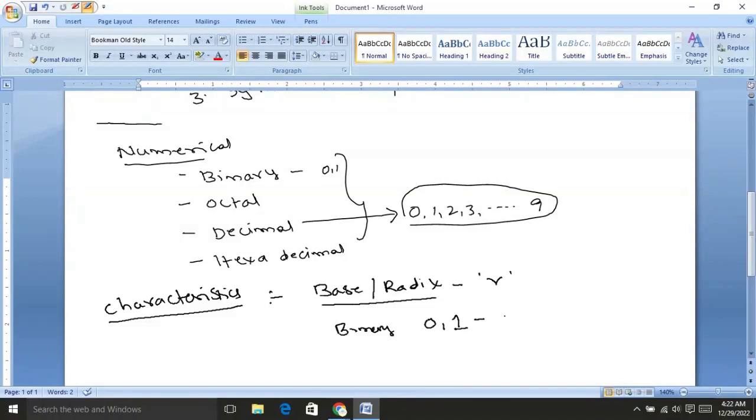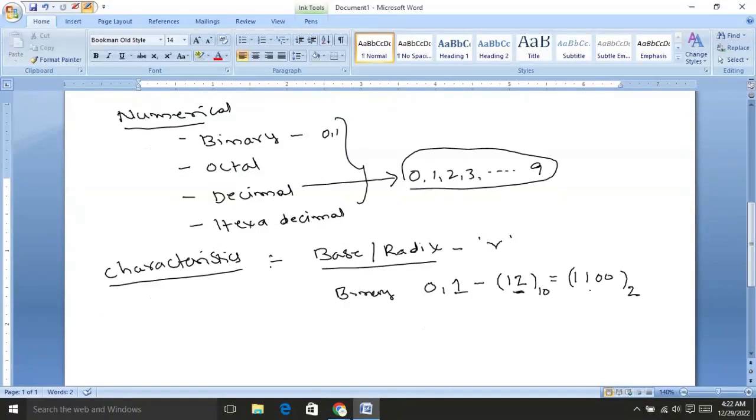For example, I am going to write 12 in the decimal number system. Whenever we write a certain quantity in digital computers, we also represent its base or radix. That means 12 equals this one, which is in the binary number system. So there are only two symbols to represent any quantity.